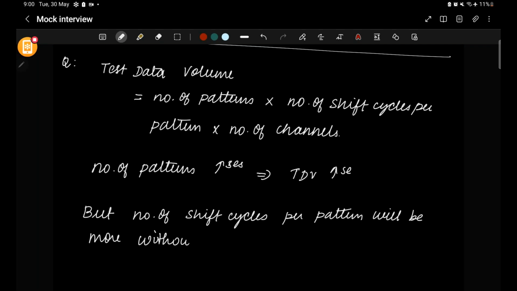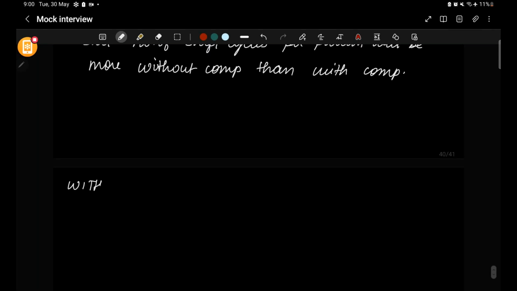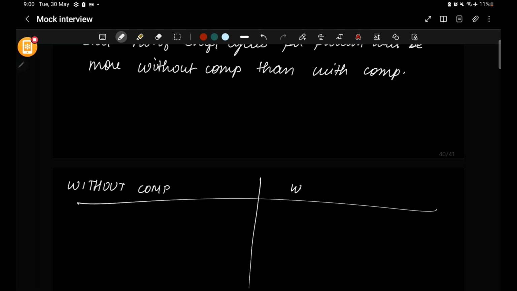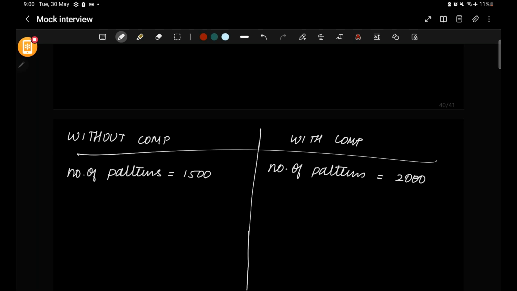without compression than with compression. So if you consider without compression and with compression, the number of patterns without compression will be like 1500, just assume. The number of patterns with compression will slightly increase, so we'll consider around 2000. So around 500 patterns have increased.